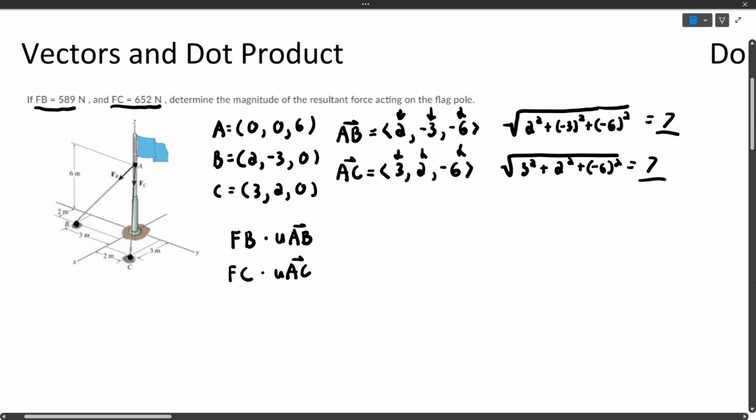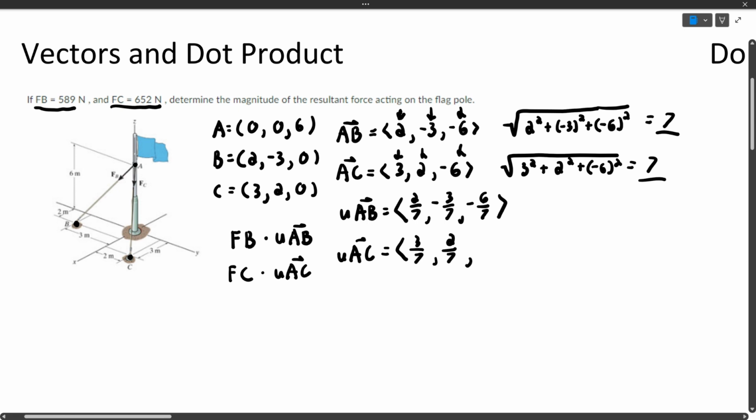So we can create UAB is equal to 2 over 7, negative 3 over 7, negative 6 over 7. And we have UAC is equal to 3 over 7, 2 over 7, and negative 6 over 7 as well.